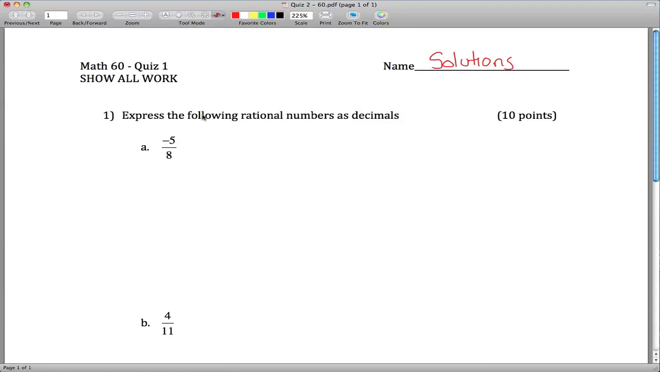All right, here's the solutions to quiz 2. Okay, this first one we're given rational numbers. We want to change them into decimals. The way you do that is by dividing.